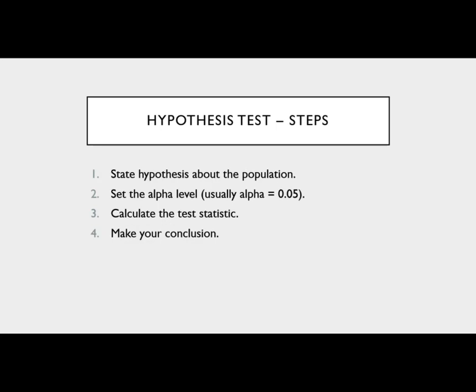In the book, I think there's 7 steps, but I'm going to boil it down to 4. So the first one is we state the hypothesis about the population. Then we set the alpha level. And it's usually alpha equal to 0.05. Now I know alpha is a Greek letter, but in this situation, this is not a parameter. This is just a name given to the significance level. And so we want it to be 0.05. Then you're going to calculate your test statistic, and then we're going to draw our conclusion.